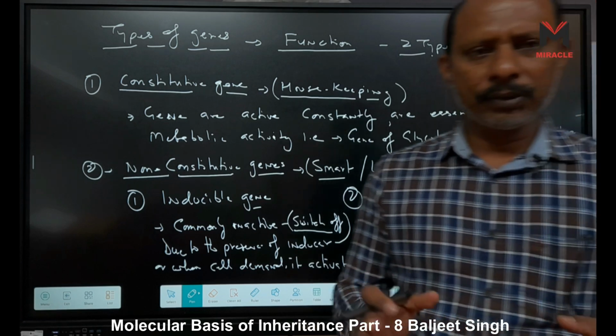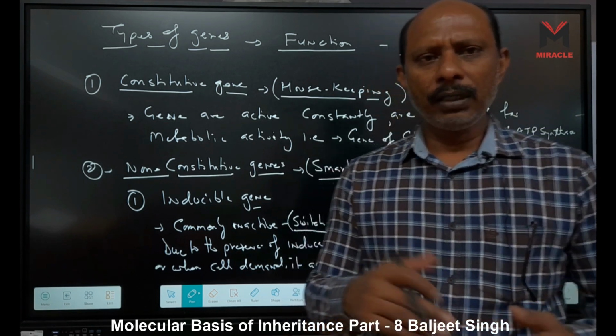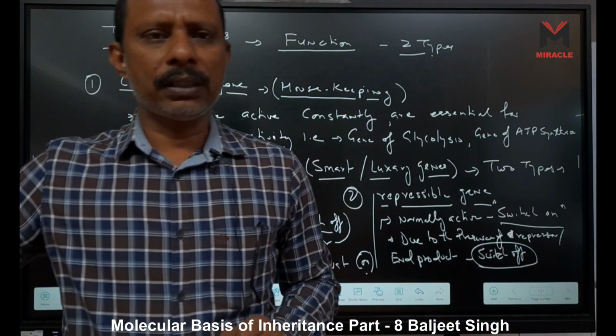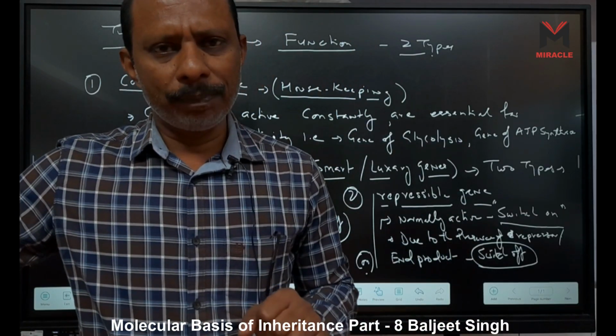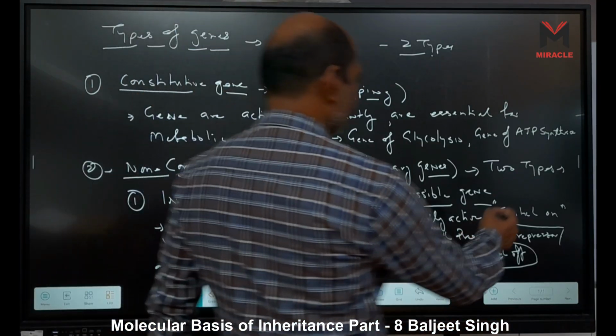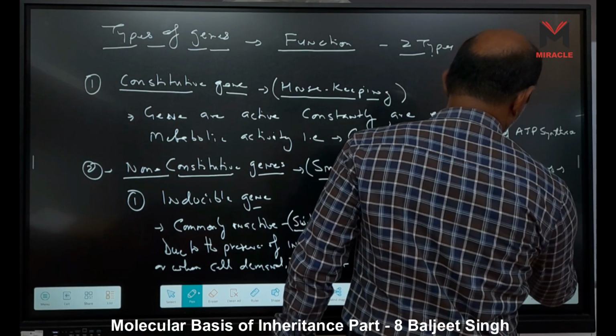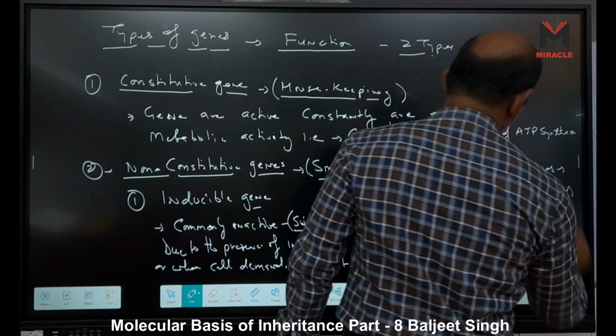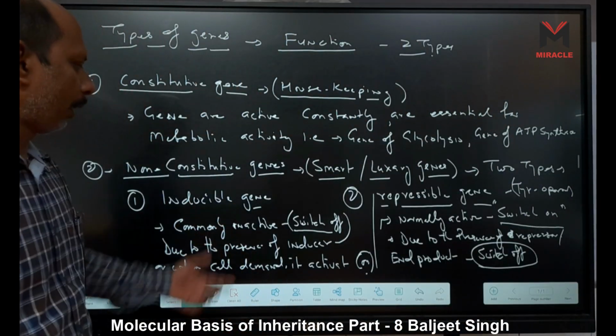These are continuously in the switch on process, but when substrate is formed in more than sufficient amount, this substrate acts as repressor or co-repressor and stops this process. For example, this repressor gene example is the tryptophan operon.